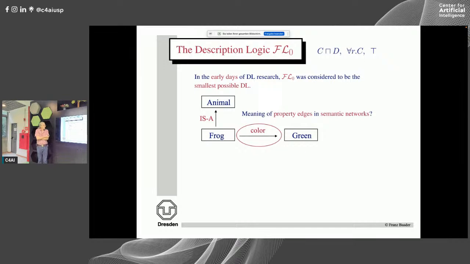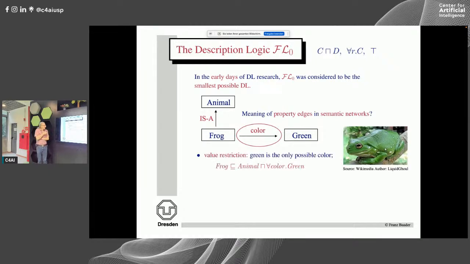So what do I say when I say frog have color green? There's one possibility where I view this as what we call in description logic a value restriction, where we say the only possible color of a frog is green. So a frog is an animal and every possible color this frog has is green.